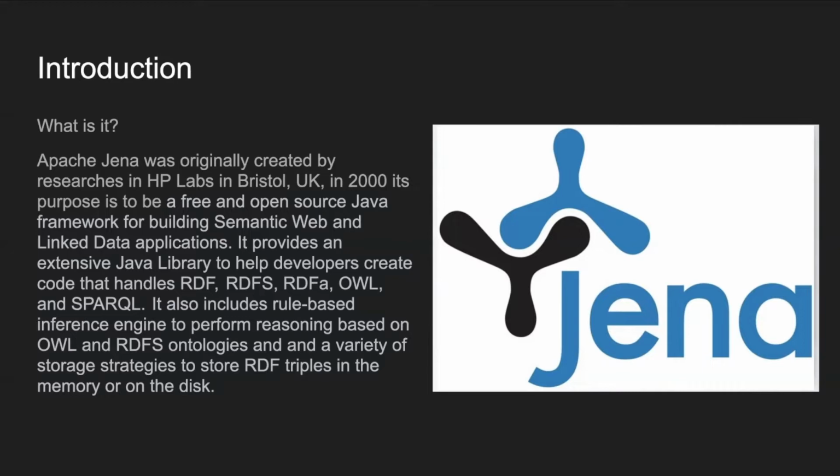Getting away from the history and more into what Jena actually is, it's a Java framework for building semantic web applications. It provides an extensive Java library for helping developers make code that can handle RDF, RDFS, RDFa, OWL, SPARQL, in line with published W3C recommendations. It also includes a rule-based inference engine to perform reasoning based on OWL and RDFS ontologies, and a variety of storage strategies to store RDF triples in memory or on disk.